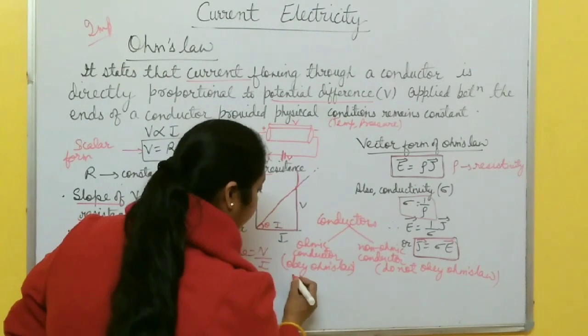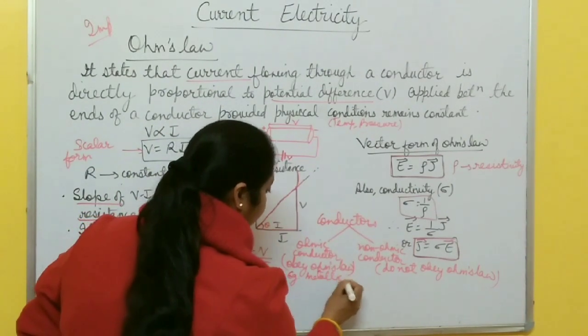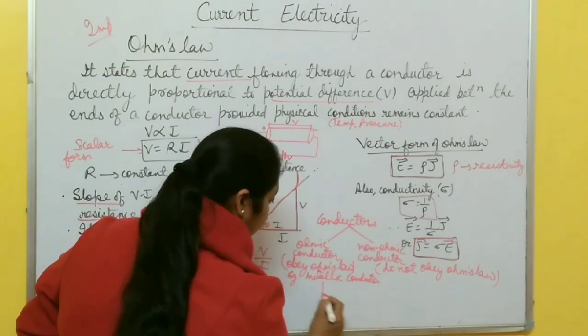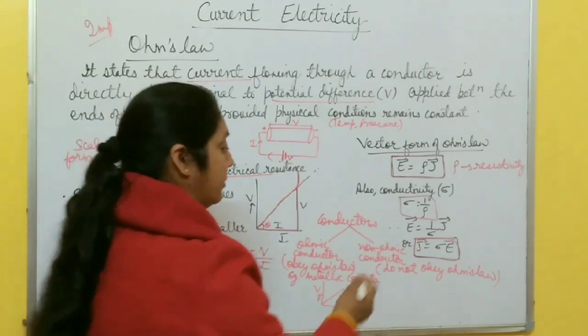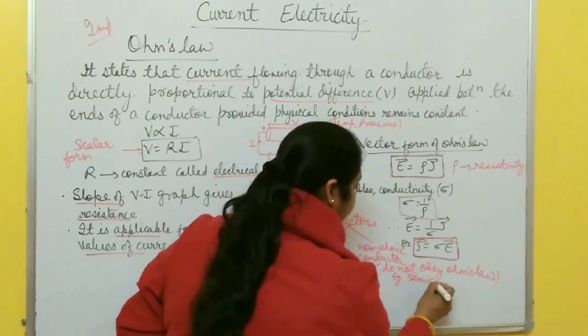In the case of an ohmic conductor, which obeys or follows Ohm's law, the graph between V and I is a straight line. Example, metallic conductor. They follow Ohm's law like this one. The graph between V and I is a straight line passing through the origin. But non-ohmic conductor, example, semiconductor diode.